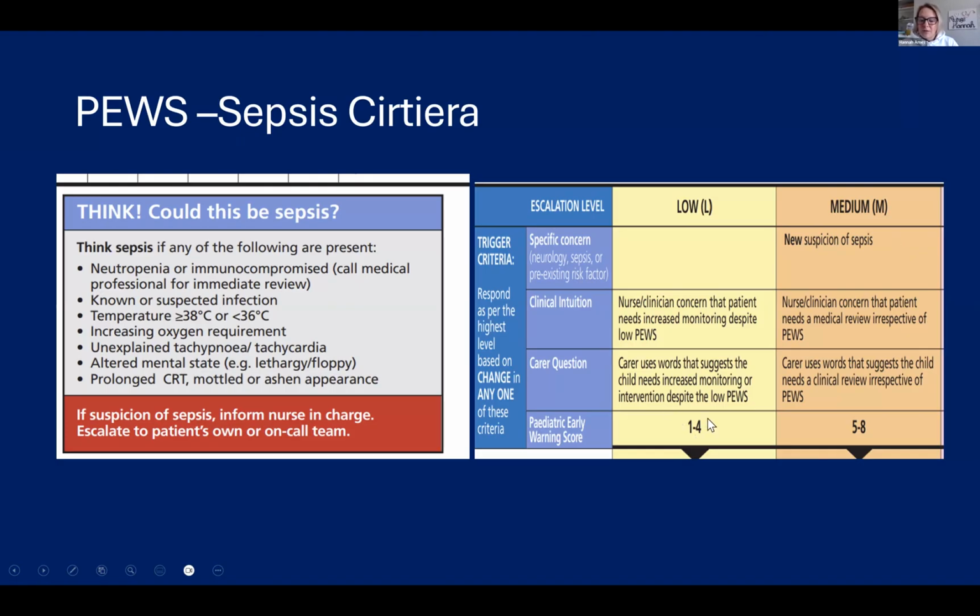So even if your PEWS is between 1 and 4, if they've hit a new suspicion of sepsis, our specific concern is our trigger, and we take them up into that medium escalation. So I'd really be careful on this and look out for this in your OSCE exam. I imagine this scenario has been brought in by the NMC to test a recognition of sepsis in children potentially. We know that's an area which obviously has catastrophic events if it's not picked up, but also it is and can be quite common potentially.